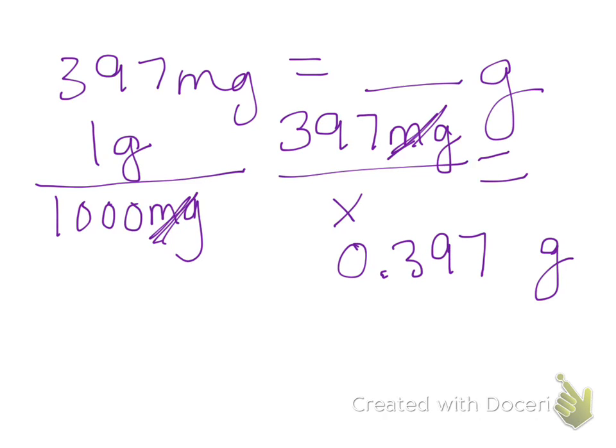0.397 grams. What I found is that many of you were getting your conversions wrong, thinking that it was perhaps 100 milligrams in a gram or 10,000 milligrams in a gram, so your decimal place was off. All right, so I hope that makes sense. Okay, now let's do the next one.